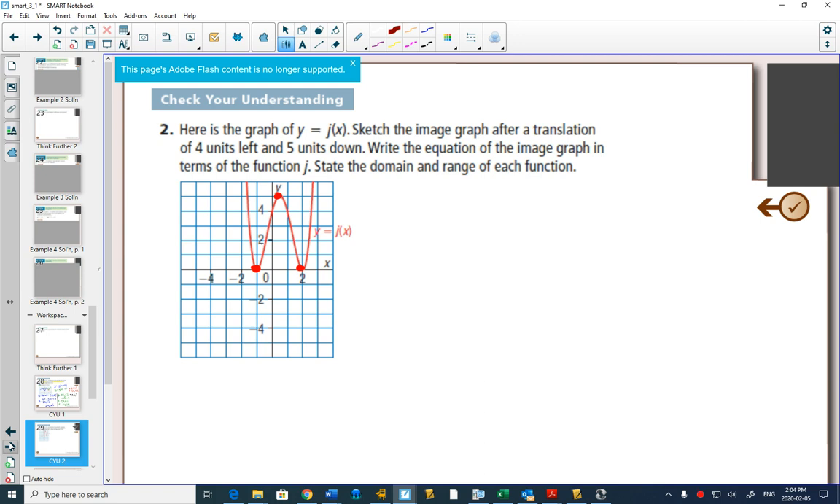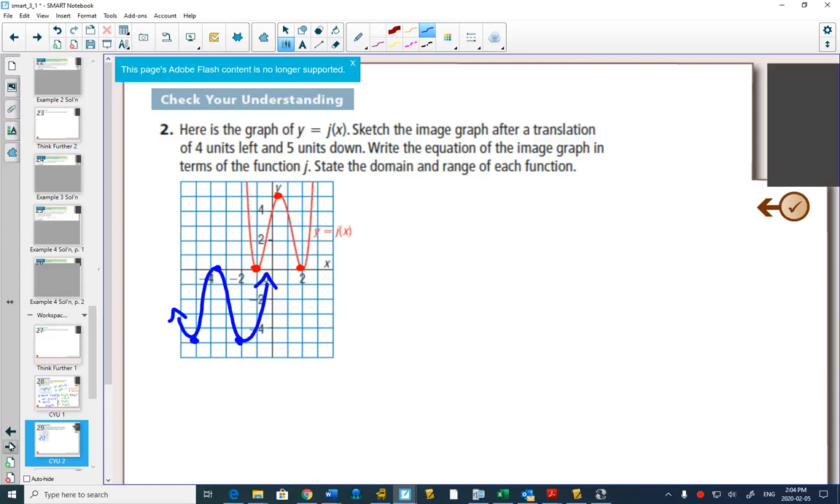I could move the first point 4 to the left, 1, 2, 3, 4, 5 down, 1, 2, 3, 4, 5, draw the point. Next one, 4 to the left, 5 down, draw the point. This one, 4 to the left and 5 down. And then draw the same shape, put arrowheads on the end. Okay, now I'm going to read my question again. Here's the graph of J of x. Sketch the graph. Translation 4 units left and 5 units down. Good. Double check. I did that.